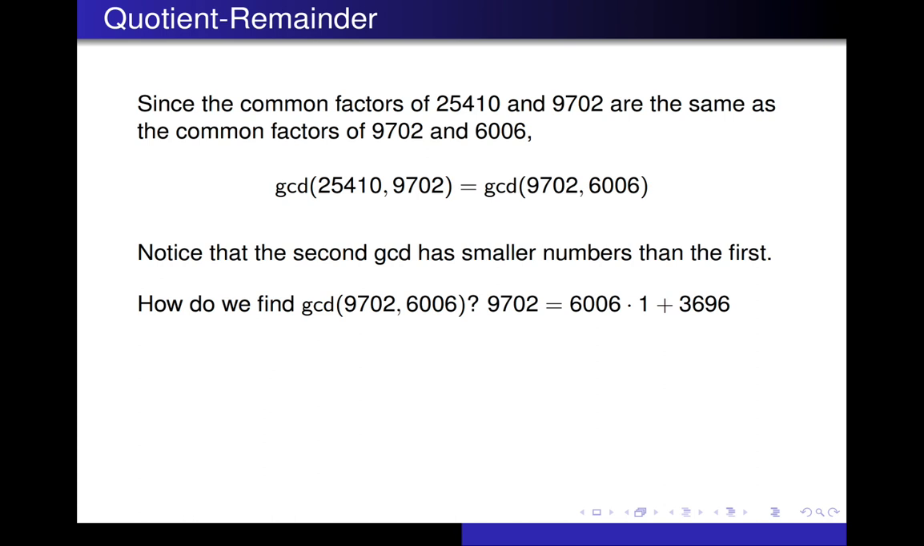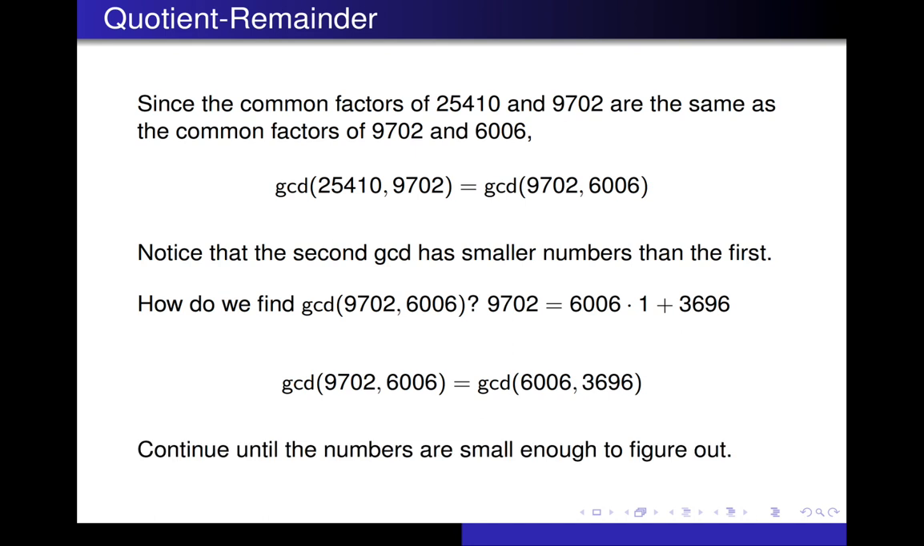We're going to do the quotient remainder on that one. We get a quotient of 1 and a remainder of 3696. Play the same game. We find that the GCD of 9702 and 6006 is exactly the same as the GCD of 6006 and 3696. Again, we've converted the GCD into the GCD of two smaller numbers. Still pretty big, but you can imagine where this is going. If we keep repeating this process, we can keep on getting smaller and smaller numbers until we finally get numbers that we can deal with.